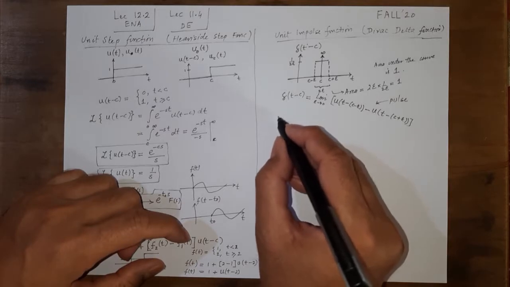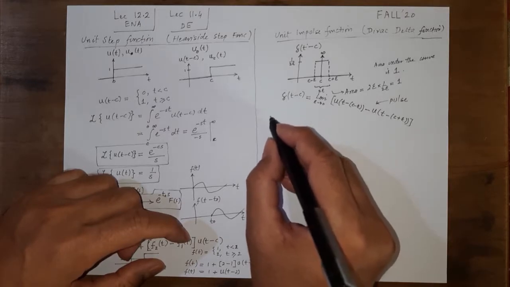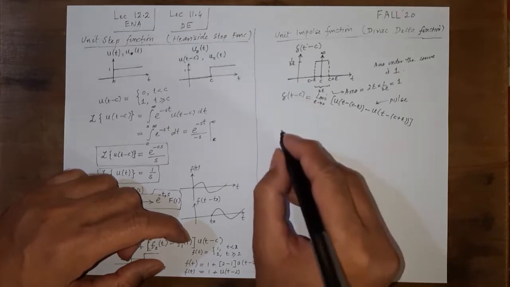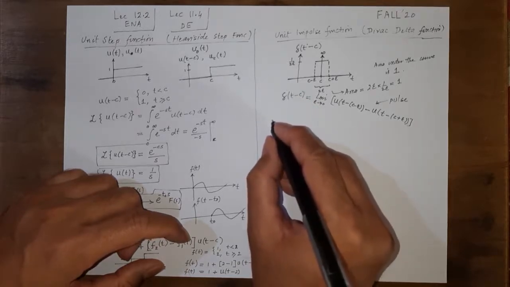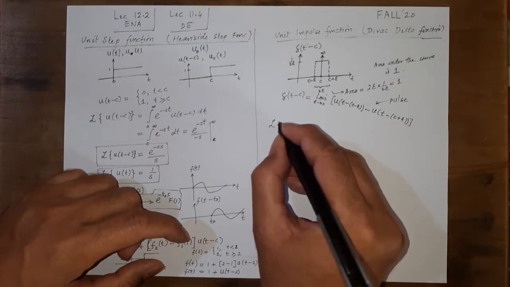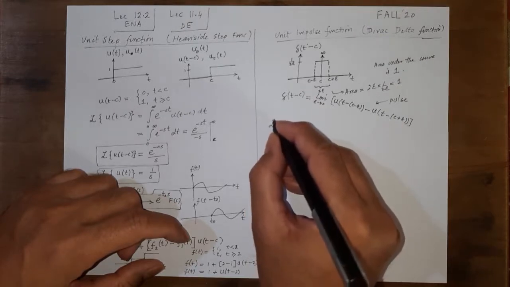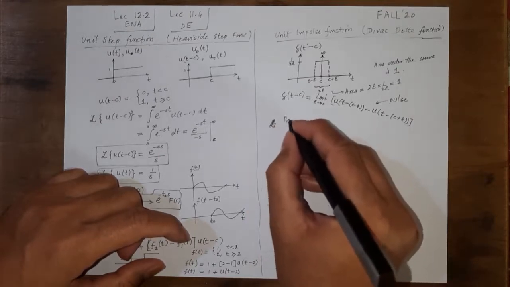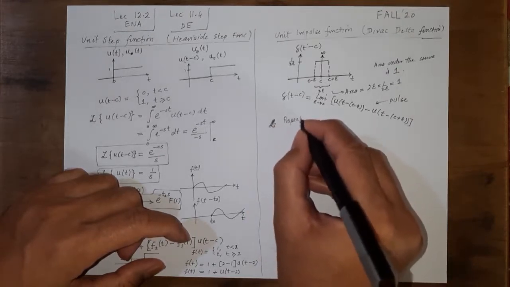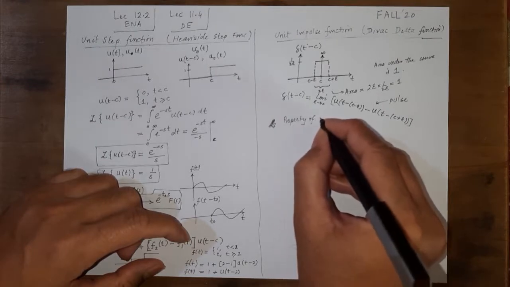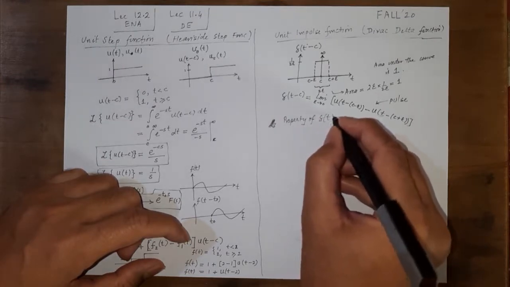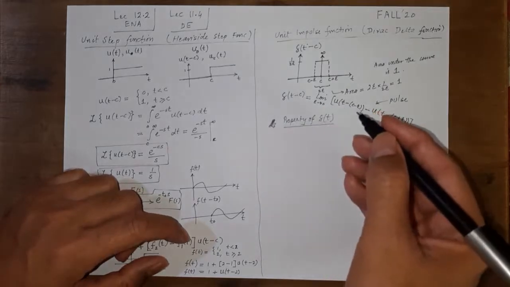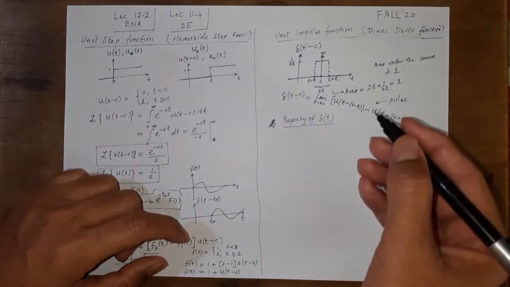Again, delta t would be at the origin. So let us try to find the Laplace transform. Before finding the Laplace transform, there is a very important property of the impulse function. An impulse function physically is used to model a sudden application of a force.